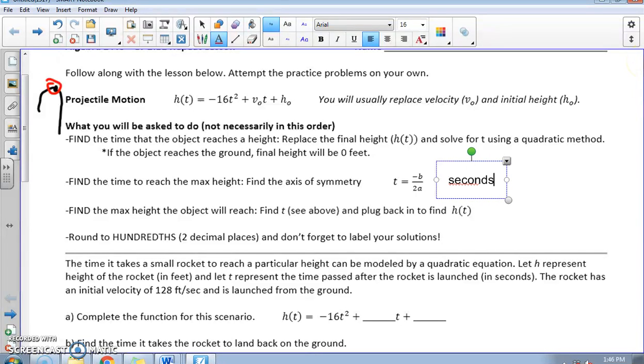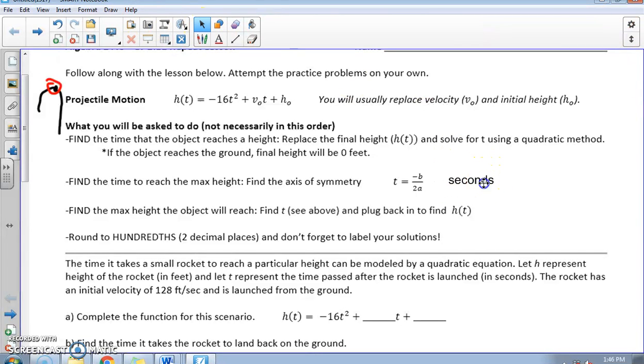So once you set up t, you'll know how long it takes to get to the max height, but then you have to go back and actually fill it into the problem for all those t values so that you can find the output, the max height. So you would replace t and square it, you'd replace t here, you'd already have your velocity filled in and your initial height. And so that's this last part here, find the max height the object will reach. So plug that t back in, find your h of t. So again, you might be asked to find time, you might be asked to find height at a maximum point, or you might be asked to find the max height itself.